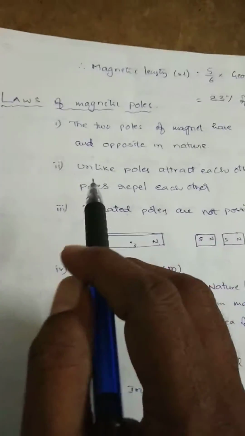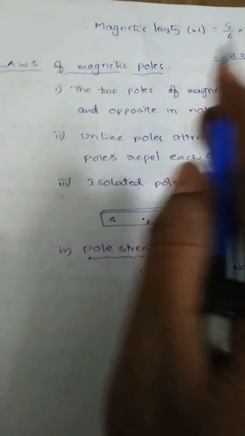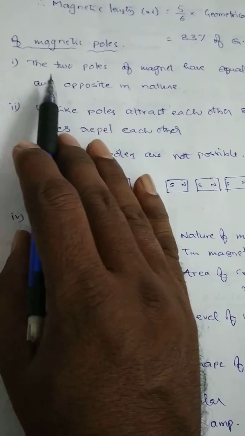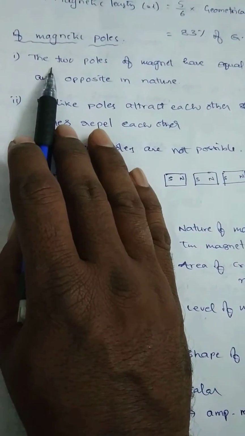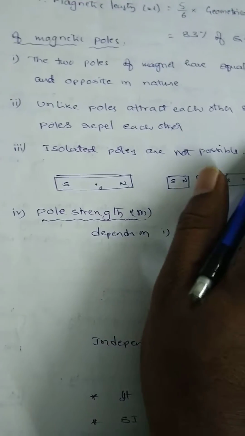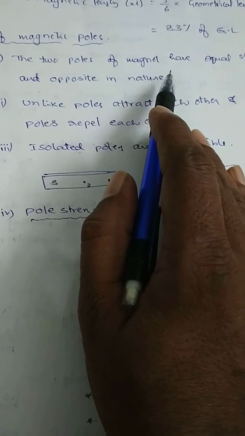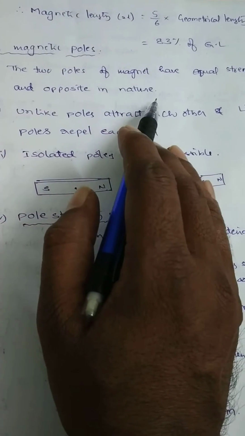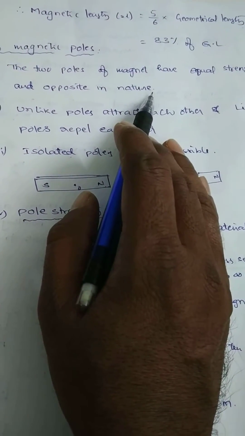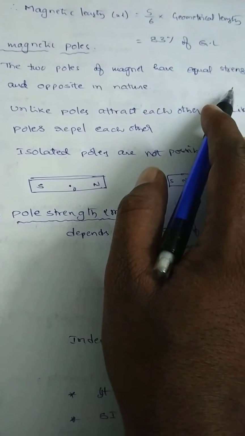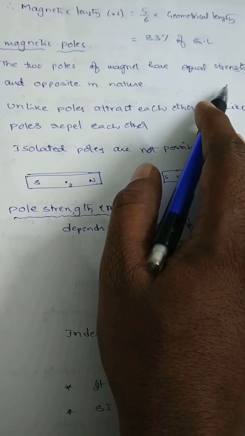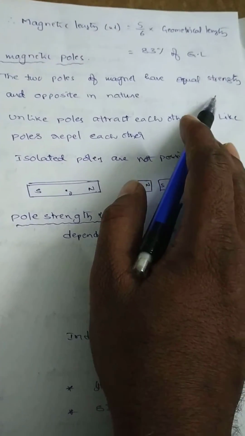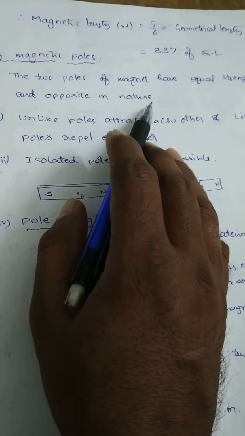Next one, what are the laws of magnetic poles? First one, any magnet has two poles, North Pole and South Pole. The two poles of a magnet have equal strength and are opposite in nature. Equal strength means both the poles attract the iron pieces by the same amount of force. But their nature will be opposite.